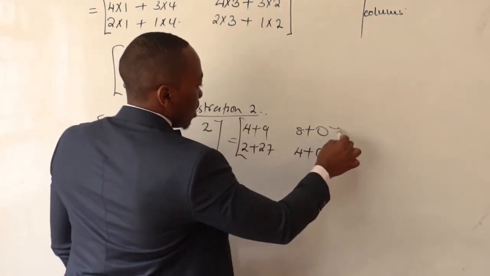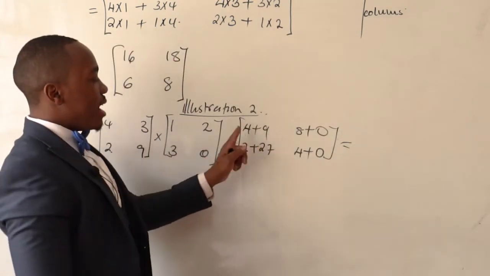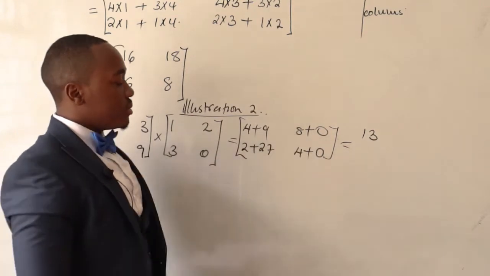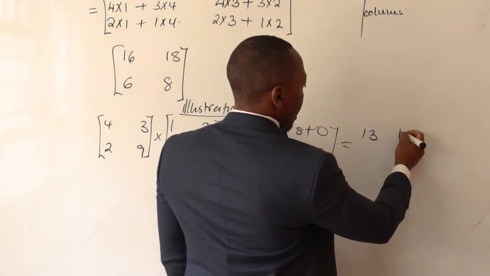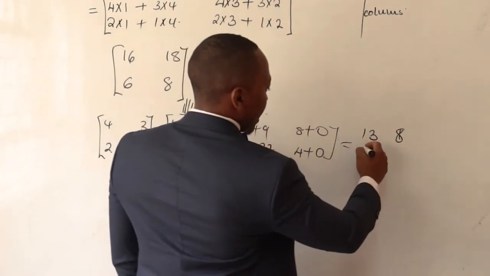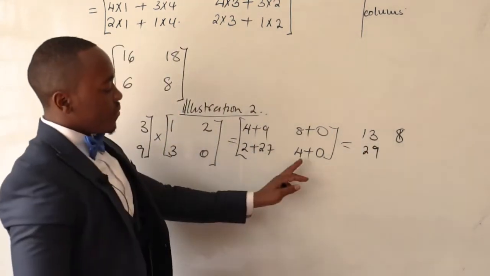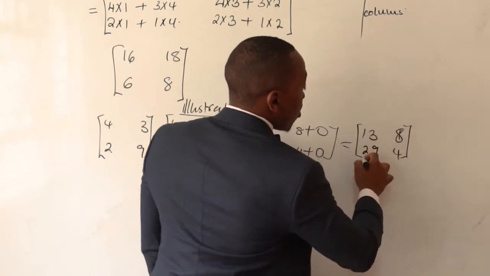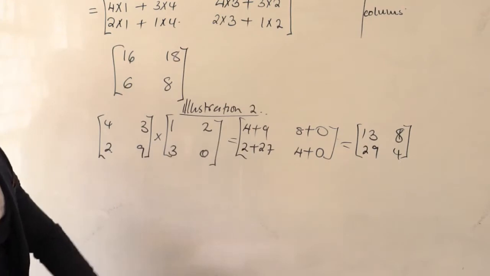So 9 plus 4, you get 13. 8 plus 0, you get 8, sorry. Then 2 plus 27, you get 29. And then 4 plus 0, you get 4. We have gotten the product because they were compatible.